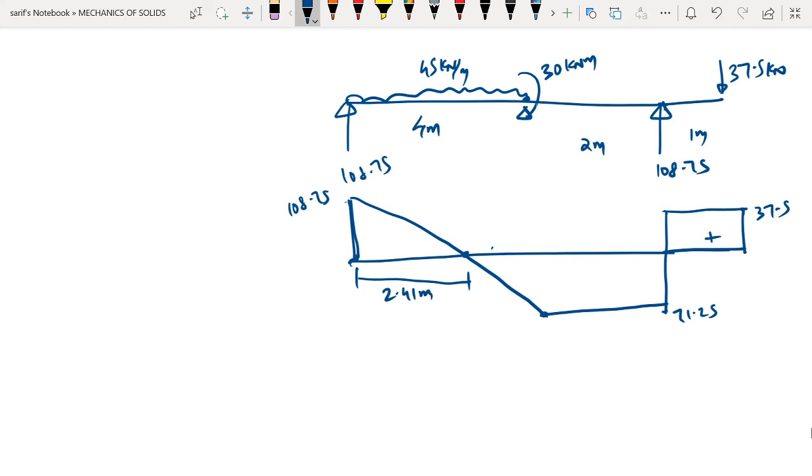meter. So this is the shear force diagram. This is positive and the rest is negative. And to calculate the bending moment diagram, this is our bending moment.